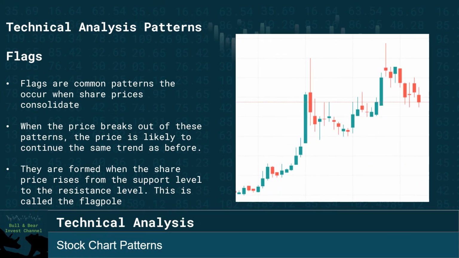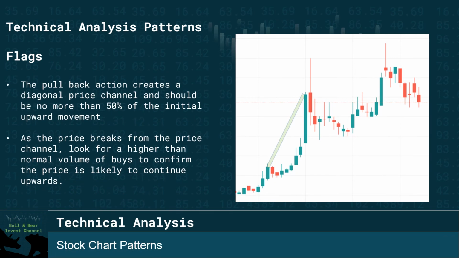Flags are common patterns that occur when share prices consolidate. When the price breaks out of these patterns, the price is likely to continue on the same trend as before. They are formed when the share price rises from the support level to the resistance level. This is called the flagpole. The pullback action creates a diagonal price channel that should be no more than 50% of the initial upward movement.